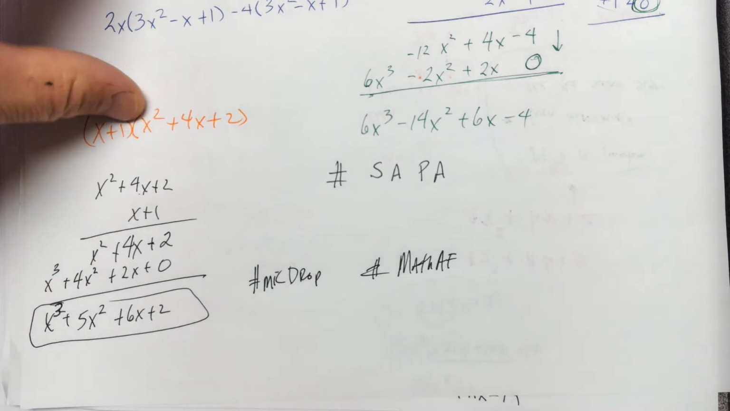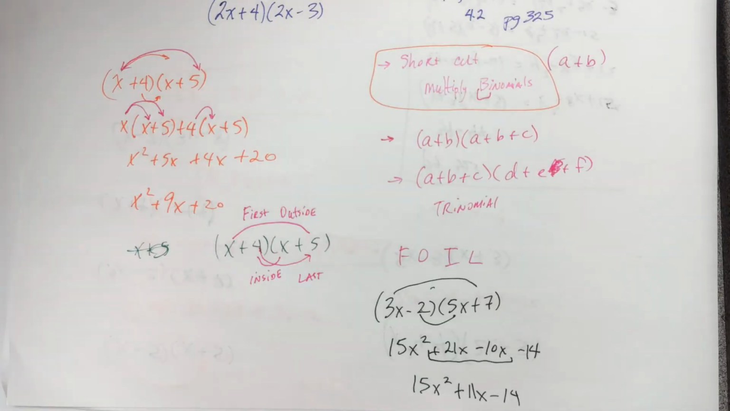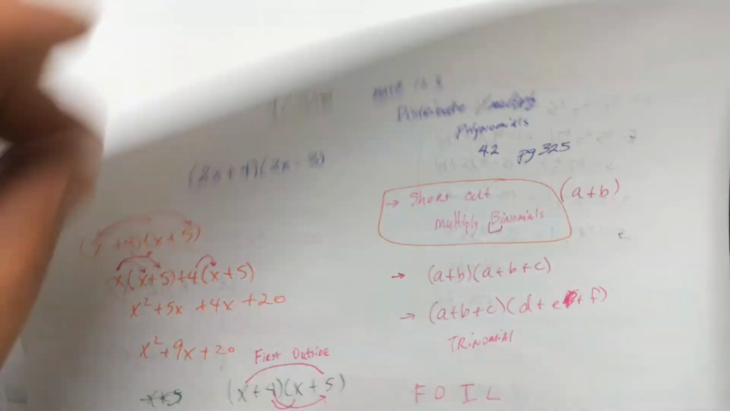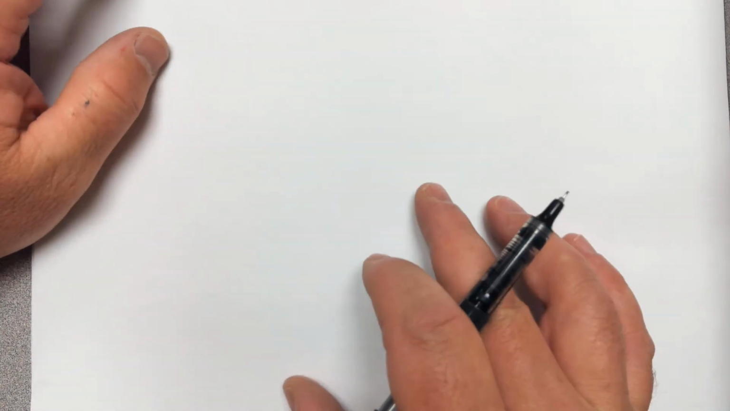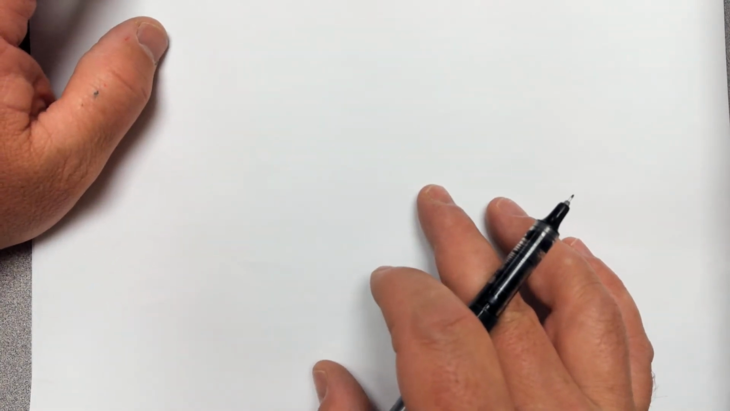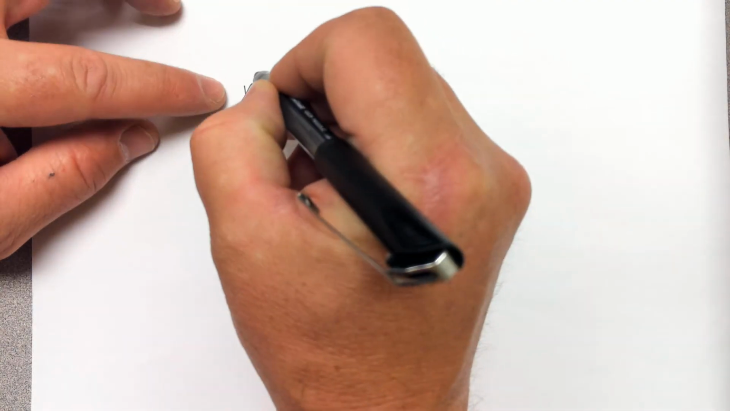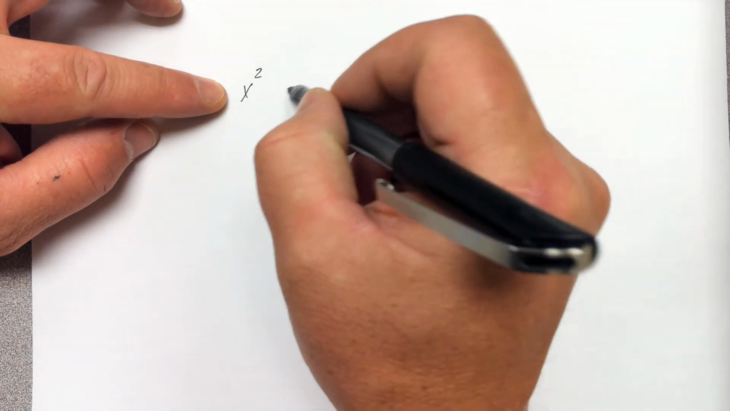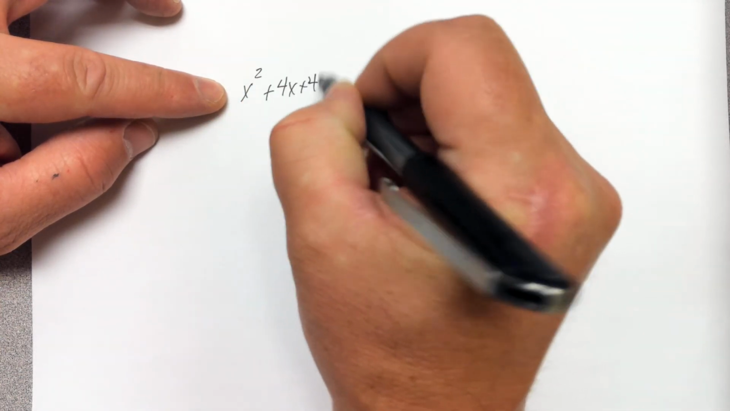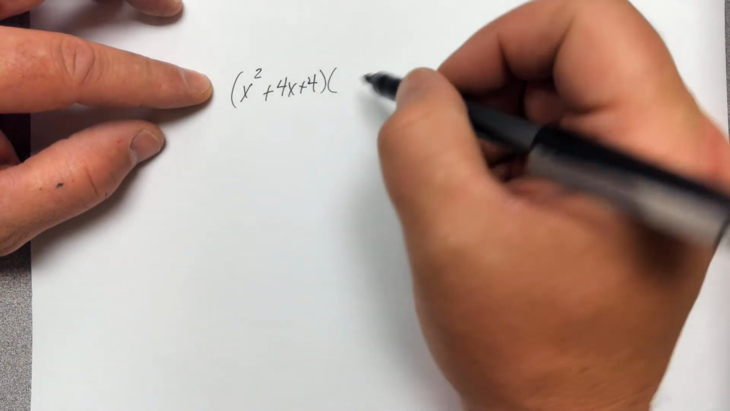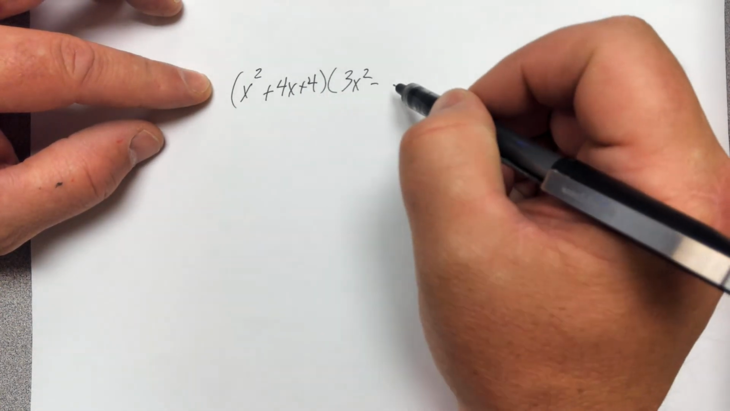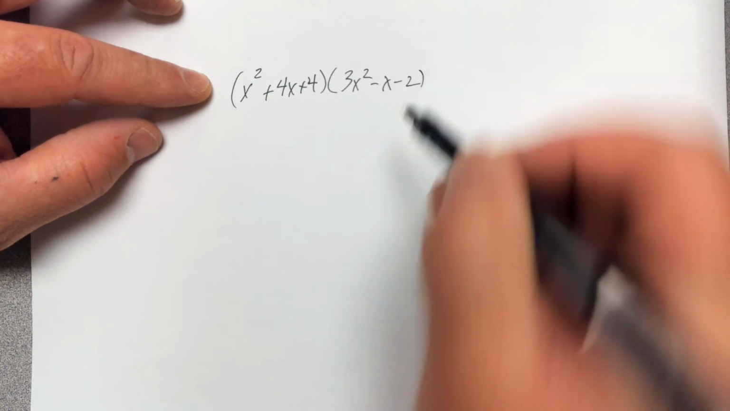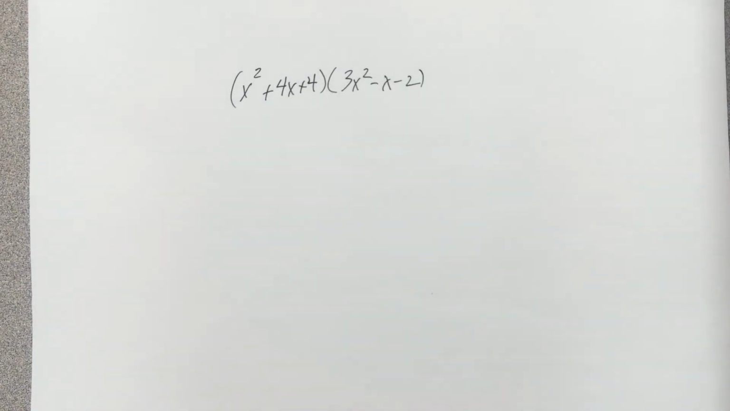It's just one. But all right, so let's try the granddaddy of them all. It's the same way. It's not new. Here, let's try one. Let's pick one from the book. So I'm going to use x: x squared plus 4x plus 4 times 3x squared minus x minus 2. That's the most difficult one that they have. So if you can handle this, then you can handle whatever the book's going to throw at you.